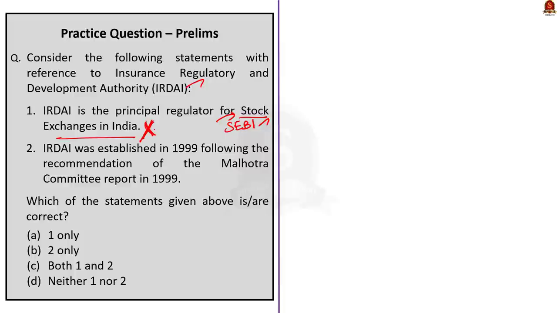Now coming to the second statement, IRDAI was established in 1999 following the recommendation of Malhotra Committee report in 1999. Yes, this statement is correct. In 1999, it was established based on the recommendations of Malhotra Committee report, and later on, it was incorporated as a statutory body in April 2000. So second statement is correct. Now the question is asking for the correct statement. Here, second statement alone is correct. So the correct answer for the question is option B, 2 only.